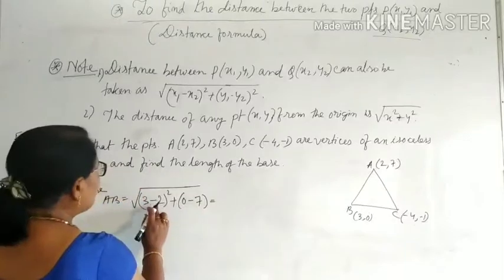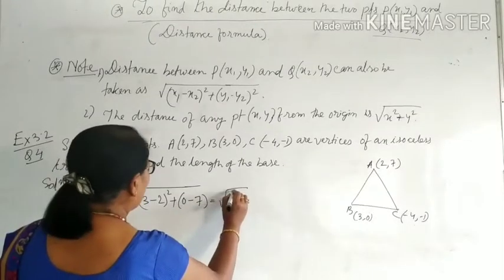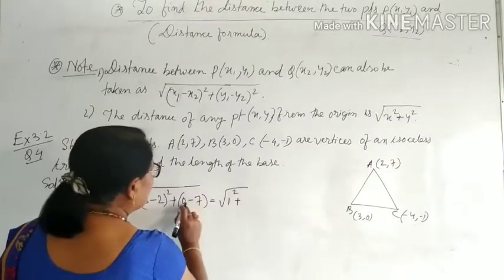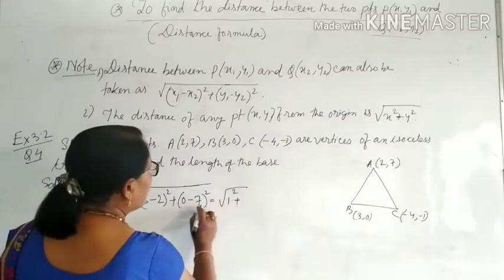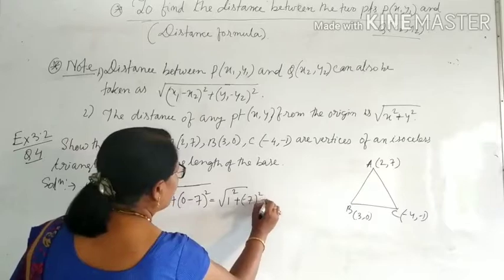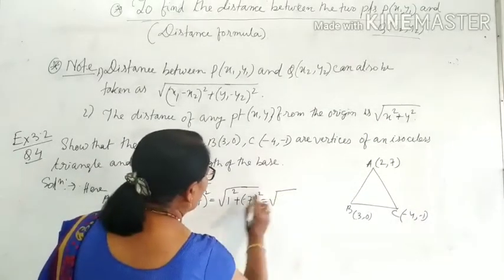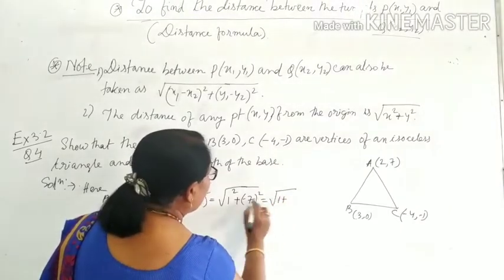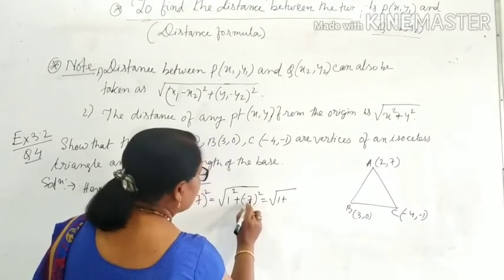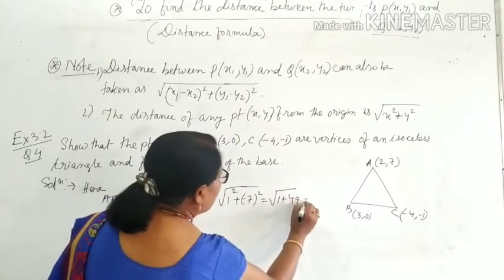So over the 3 minus 2, neighbor 1 swab, plus 0 minus 7. She got swab up on the bar, 0 minus 7, minus 7 swab. See that? After taking the square root of 1 minus any multiply to it plus 7, 7 squared is 49, it is equal to the square root of 50.